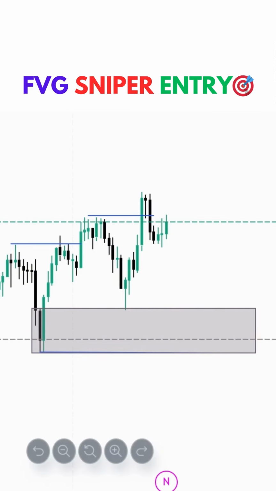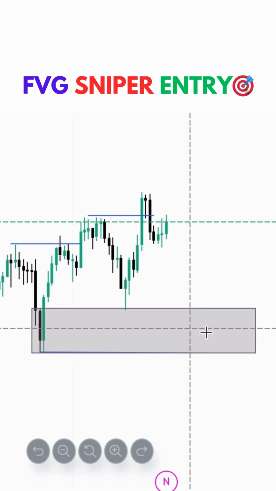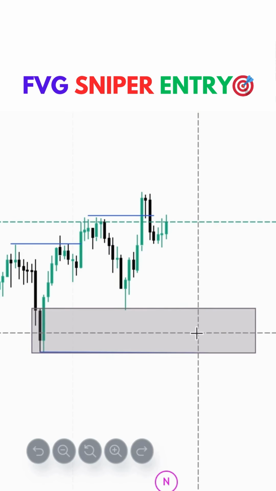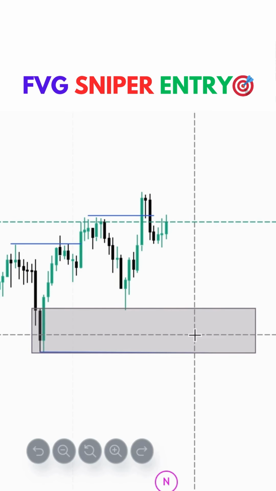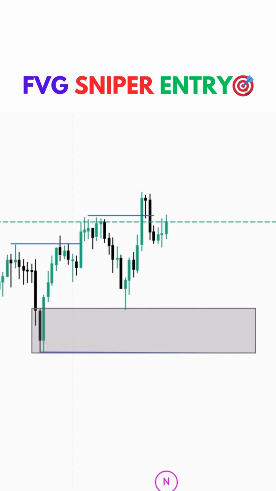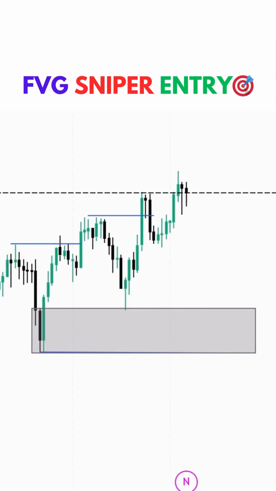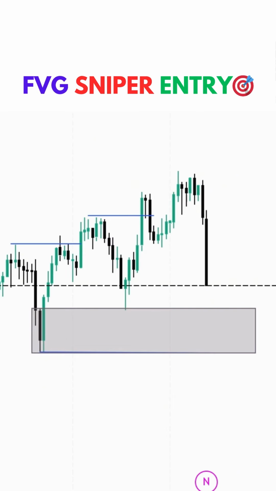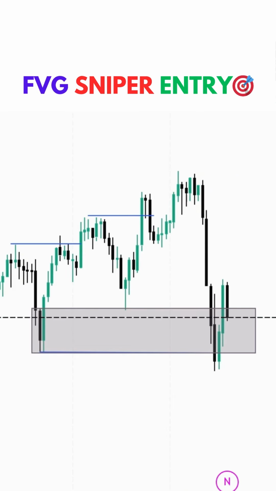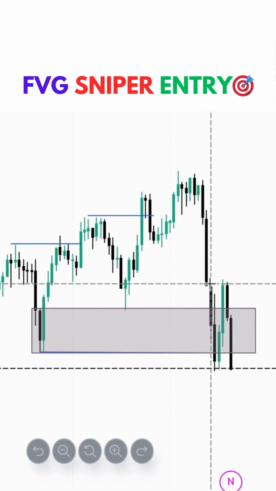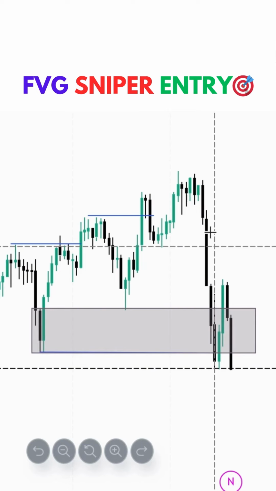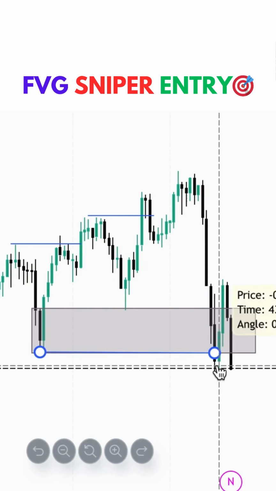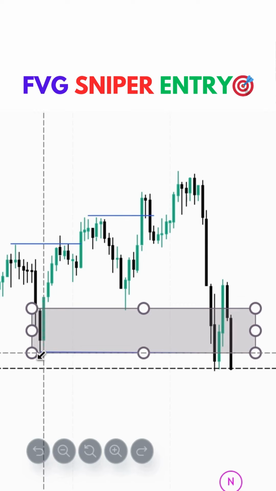Eventually, if price gets to my POI here, I want to be looking for confirmation before I get involved. So let's play this and see how it goes. I'm waiting for price to come back to my POI. Boom! You guys see the speed. This is an indication that the sellers are actually in charge. The selling pressure, the momentum, is very, very high. Price came and violated my POI.